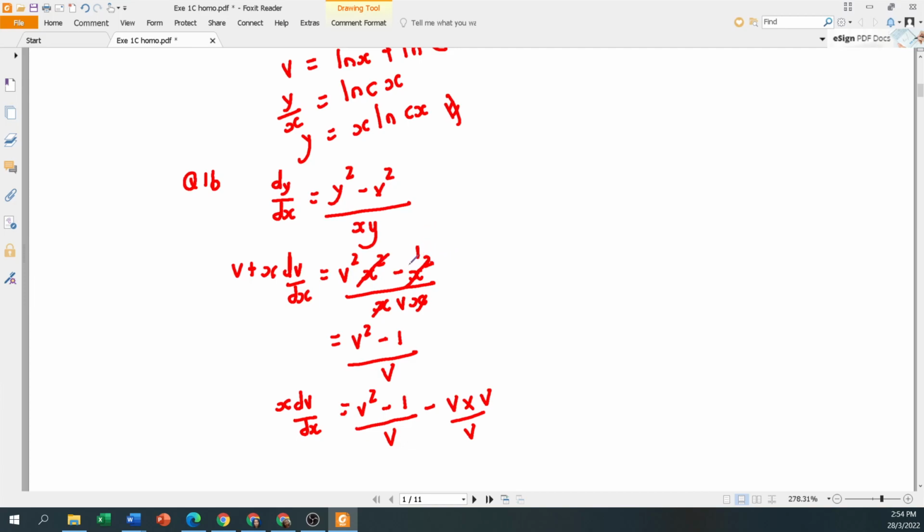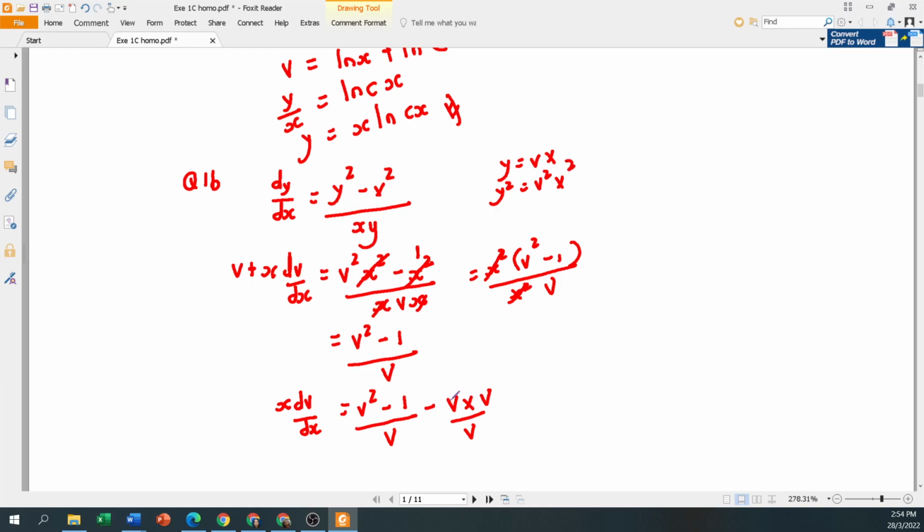And then, I'm afraid some of you, when you cancel this term, you will assume it is 0. So be careful, this is actually 1. Or else you factor out the x squared. So you have v squared minus 1, divided by x squared v. That's why when you cancel, it's actually v squared minus 1 over v. And also be careful, y is vx, so y squared is v squared x squared.